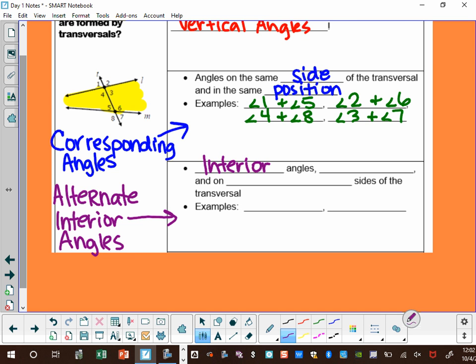Interior angles, non-adjacent, so that means they're not side by side, because adjacent means side by side, and on opposite sides of the transversal. This is why I had you guys grab a highlighter. So, we all see the interior of this figure, right? If I need alternate interior angles, what is the alternate interior of angle 4? Opposite and still inside. 3.